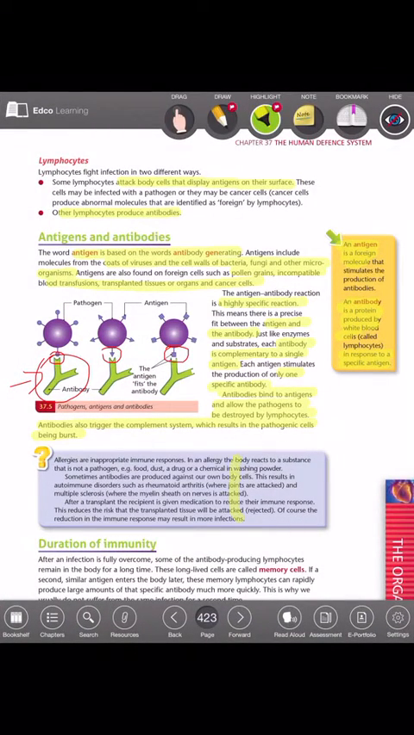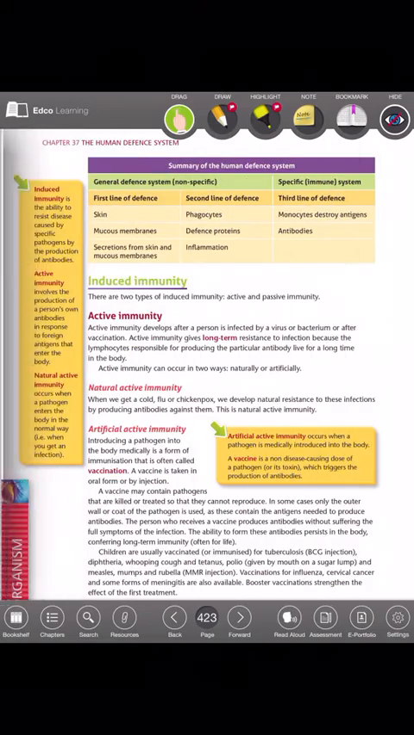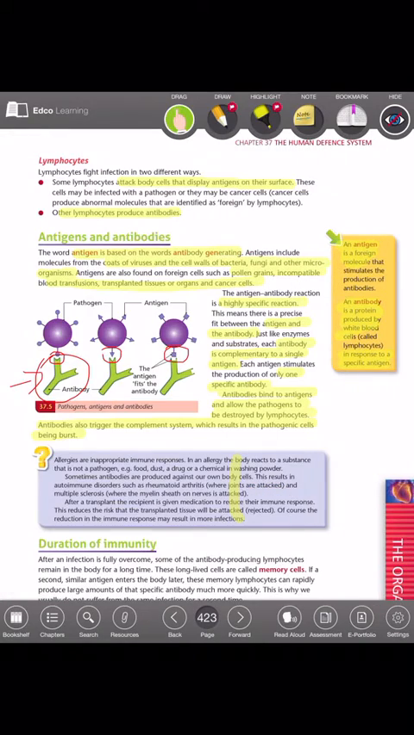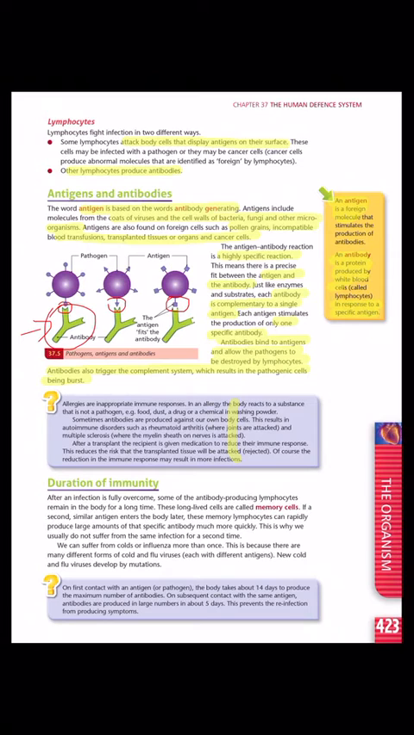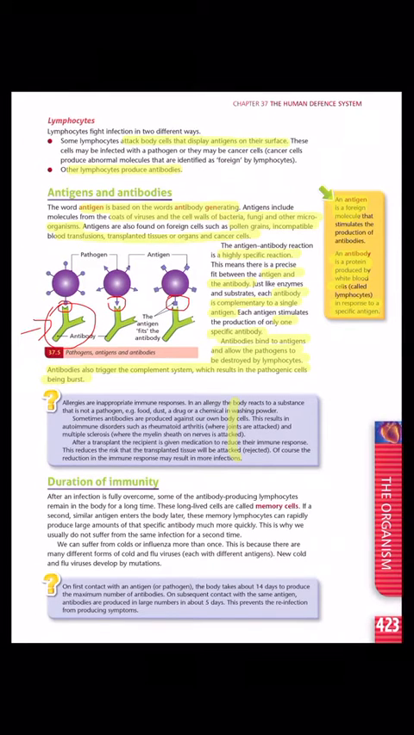Back here then, so we have the duration of immunity. Okay, so just another little bit to go. So your duration of immunity is all about the time after which you have been infected with a particular virus or a particular bacteria, how long afterwards you can actually be immune to that. So after an infection is fully overcome, some of the antibody producing lymphocytes remain in the body for a long time.